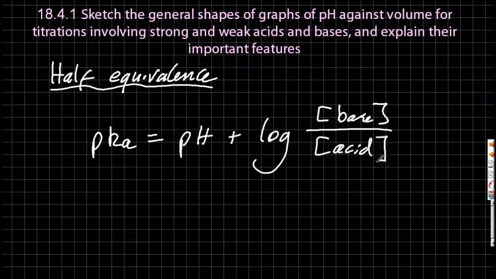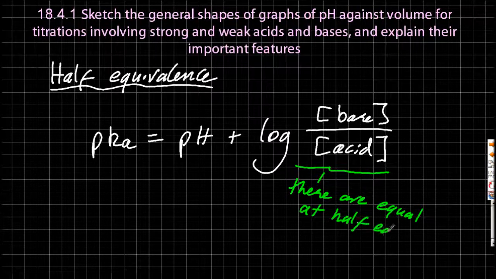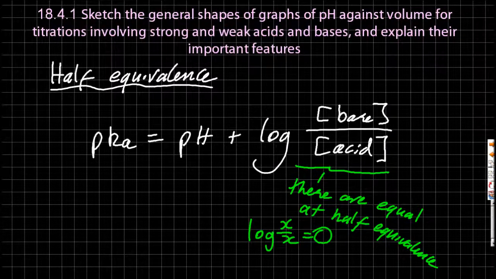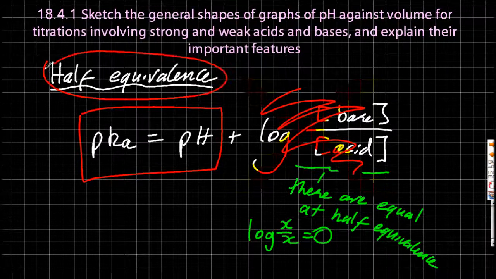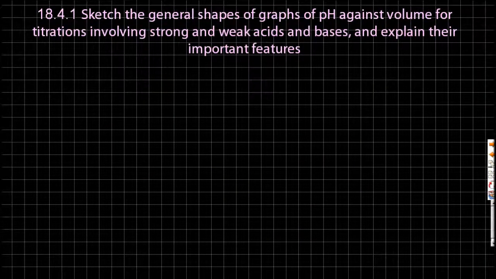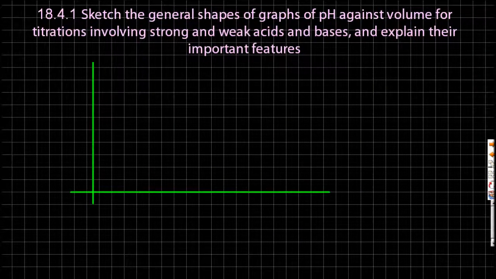This is an equation you need to know. When the concentration of the base and the concentration of the acid are the same, well, that's called half equivalence. You're halfway there. I'm going to cross this out, because eventually log x over x, or whatever the number is, if it's the same, that's 0. So the pH is pKa. Moving on to another graph.